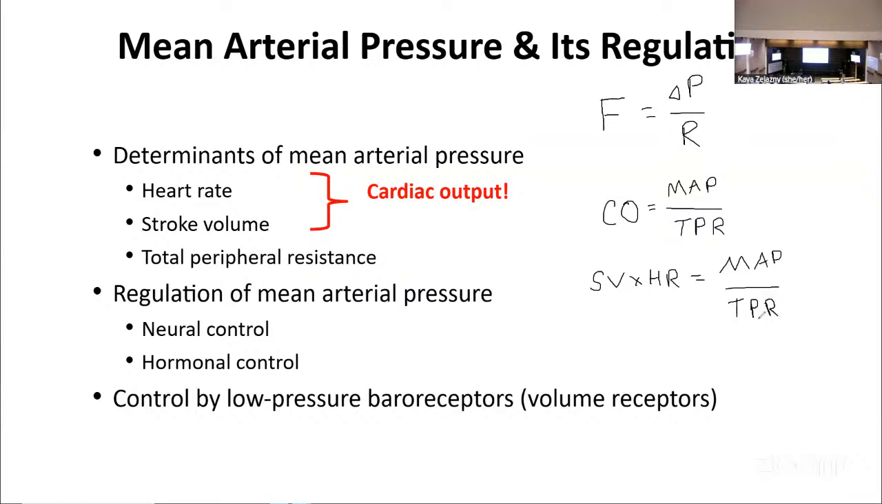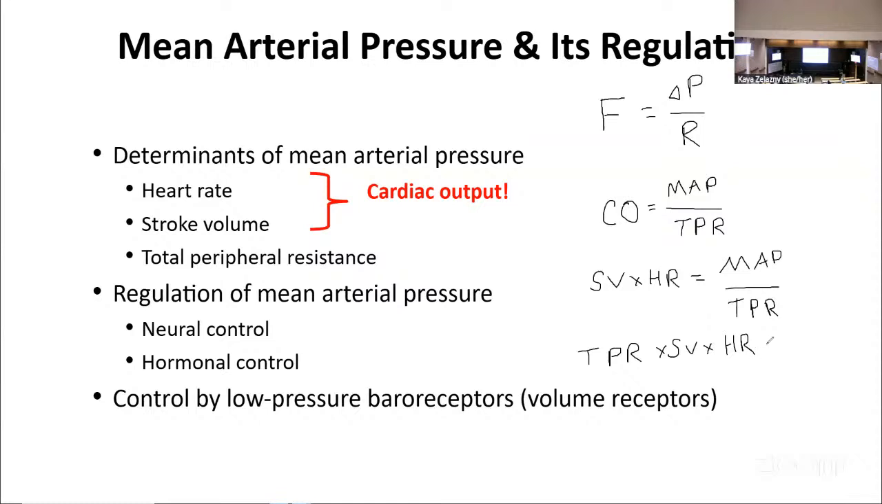And then we can pull that TPR across to get our total equation for mean arterial pressure, which is going to be our resistance times our flow, which is our stroke volume and our heart rate. Okay.